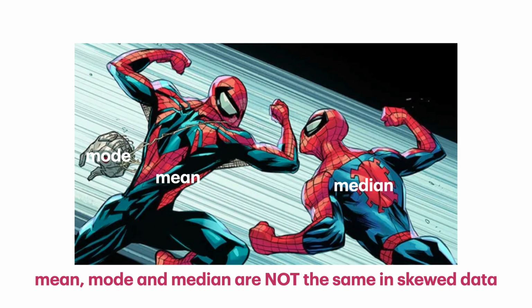Now, earlier I mentioned that in normally distributed data, the mean, the median, and the mode are all the same. This is not true for skewed data. The mean, the mode, and median are different in data which has a bit of skewage.